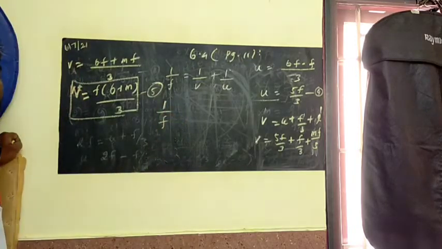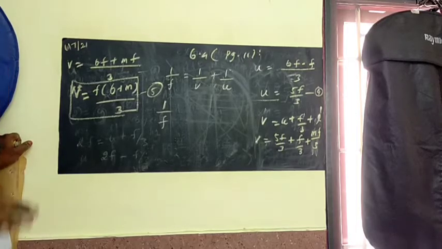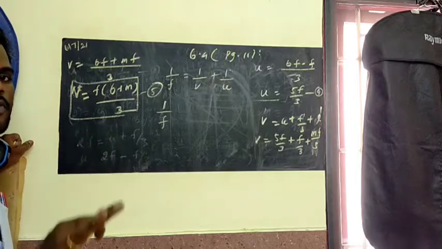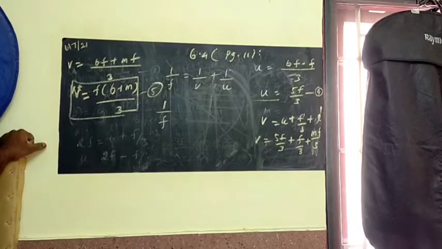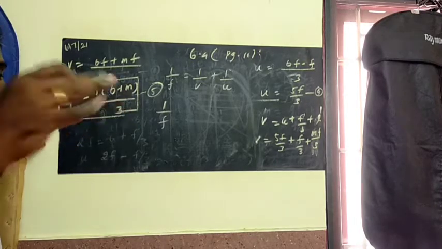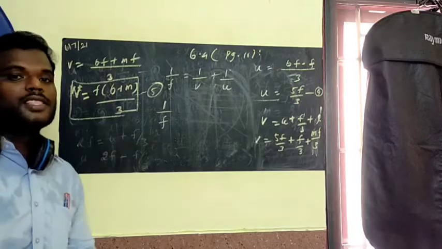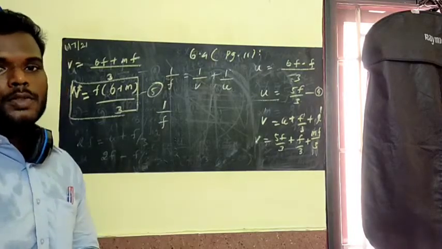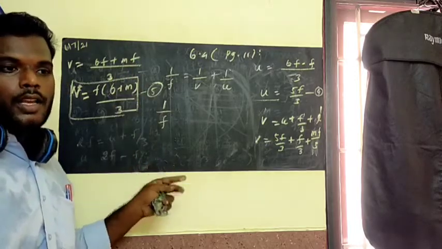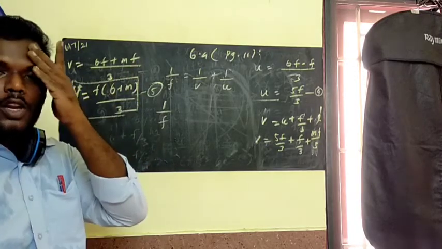But in a concave mirror, according to our sign convention, u is minus, v is minus, f also will be minus. All the values are minus in the case of a concave mirror. The sign convention will change only when you place an object between P and F. We don't want to talk about P and F now because we are placing the object at C. You can refer to your 9th standard book.